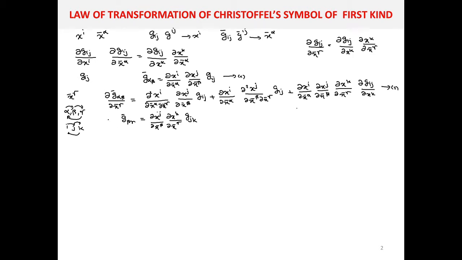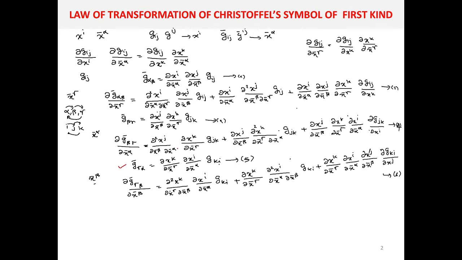Now you can differentiate this particular equation, that is equation number 3, with respect to x bar alpha, since beta and gamma are already there. So what we have to do is just check this particular equation, and you can replace alpha with beta, beta with gamma, gamma with alpha, i with j, j with k, and k with i. So you will get this particular equation.